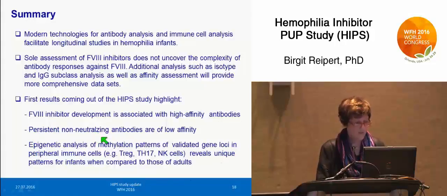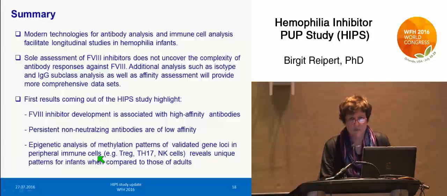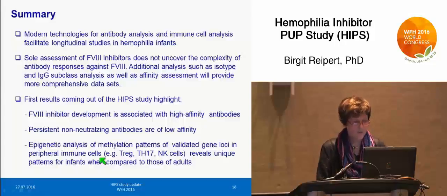And I've presented to you first data of epigenetic analysis of methylation patterns of validated gene loci in peripheral immune cells, and we started with regulatory T cells, Th17 cells, and NK cells. And the data reveal a unique pattern for infants when compared to those of adults. So I think it's interesting, not just for the hemophilia community, but in general, to understand how the different immune cells that we find in the peripheral blood of adults are evolving in these babies.